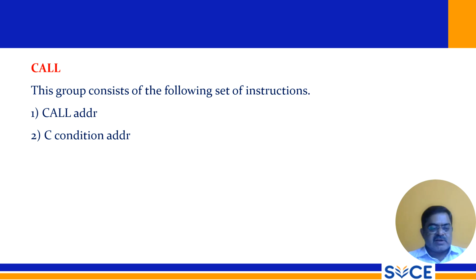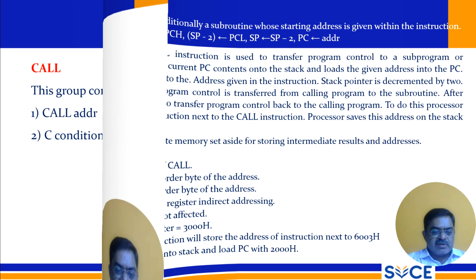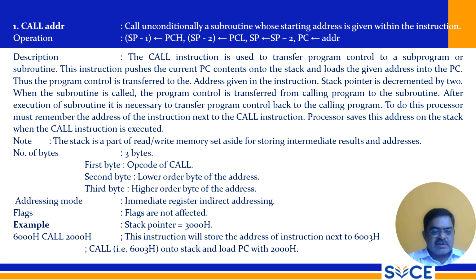So call address and C condition address, call instructions. The call instruction calls unconditionally a subroutine whose starting address is given within the instruction. So if you specify the address within the instruction, it will go to that address, execute the subroutine and come back to its original address. So that is the call address, and there are instructions with conditions.